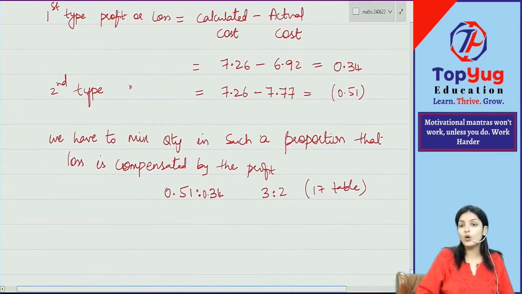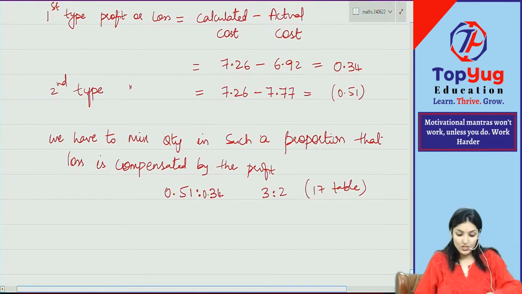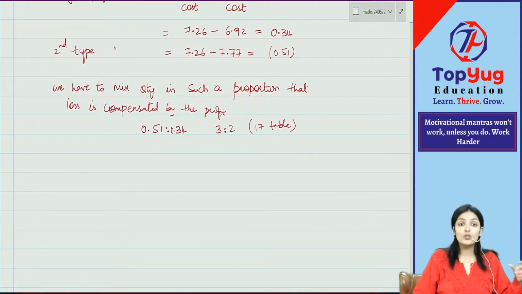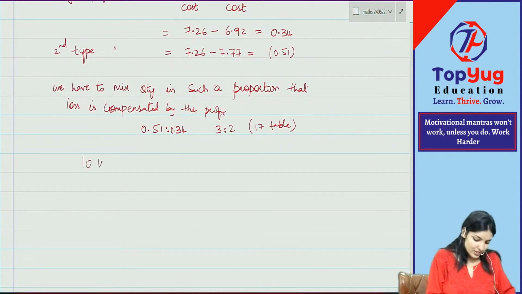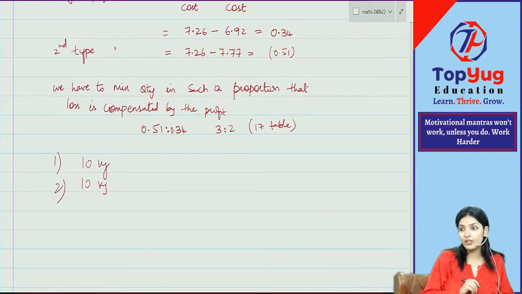Now we are putting the costing as 7.7. Actual costing is different, actual selling price is different, but what is the calculated cost per kg after mixing? 7.26 is the actual calculated cost. Okay, so in what proportion do you have to mix? Suppose you have 10 kgs of type 1 and 10 kg of type 2. So what will you do here?